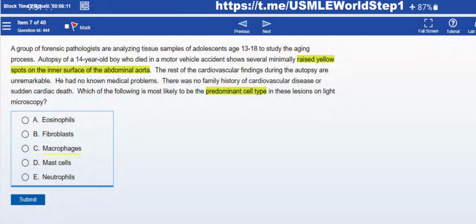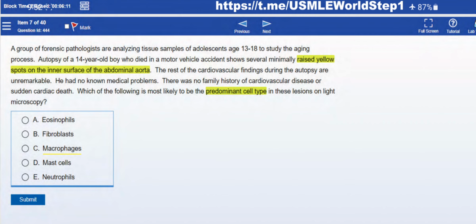A group of forensic pathologists are analyzing tissue samples of adolescents aged 13 to 18 to study the aging process. Autopsy of a 14-year-old boy who died in a motor vehicle accident shows several minimally raised yellow spots on the inner surface of the abdominal aorta. The rest of the cardiovascular findings during the autopsy are unremarkable. He had no known medical problems. There was no family history of cardiovascular disease or sudden cardiac death. Which of the following is most likely to be the predominant cell type in these lesions under light microscopy?